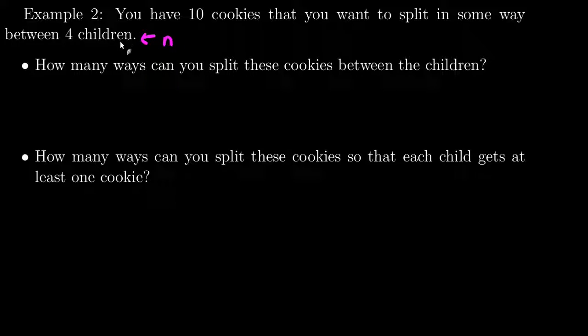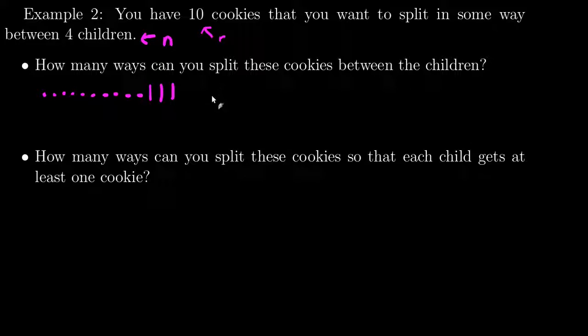So in this case, the n is the number of children. Each child is different. Giving all cookies to the first child is a different case than giving all the cookies to the second child or the third child, and then any other thing. So the R, we're choosing basically 10 times we're choosing the different children. So what happens is we have these 10 cookies, and we're going to split it into 4 groups. So I need these 3 dividers that will then go somewhere in here.